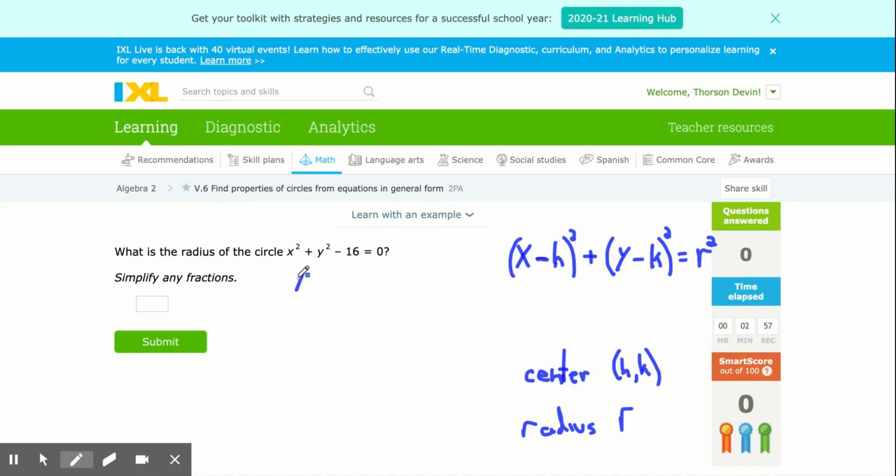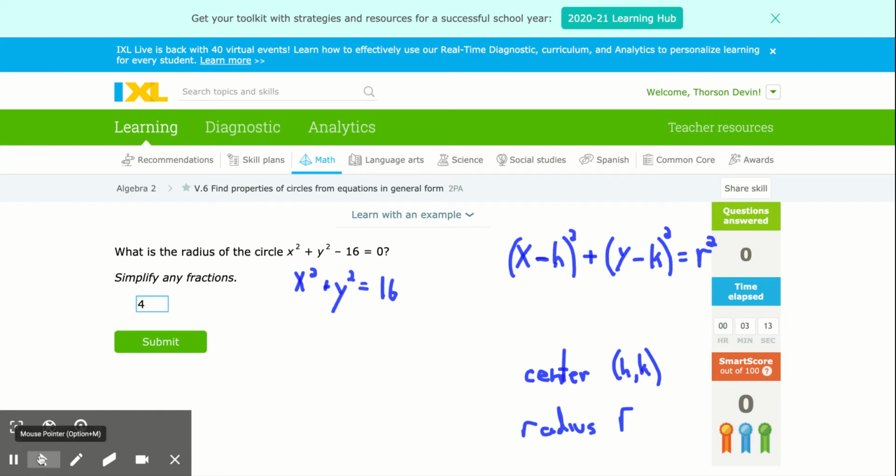So for this first one, it's very simple. Just bring over the negative 16 or add 16 to both sides, and we find out that the radius squared is 16. What number times itself is 16? Well, it's 4. So the radius is 4.